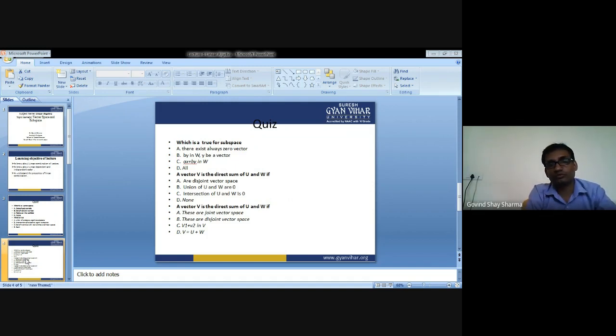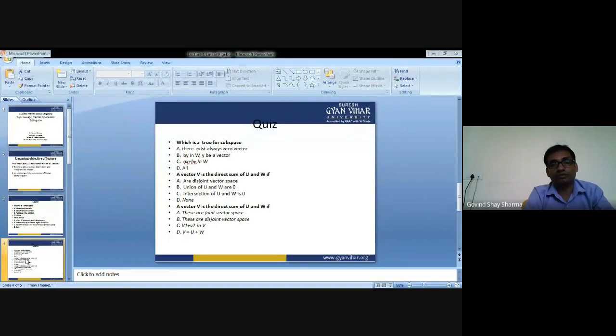Which is true for a subspace? There always exists a zero vector. Right, this is right because the image of the zero vector is always zero. So a zero element is always there. For a scalar in F and a vector in W, the product is in W, which is right. Also u plus v in W is right. So all are right. So D is the right option: all are true.